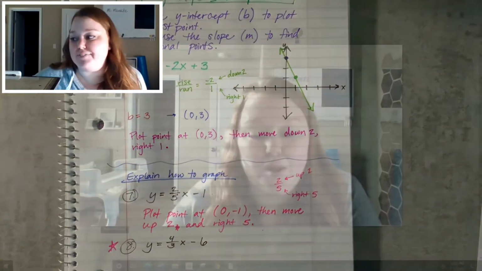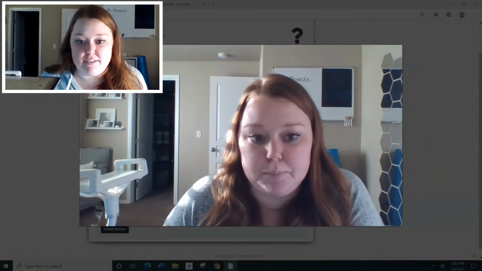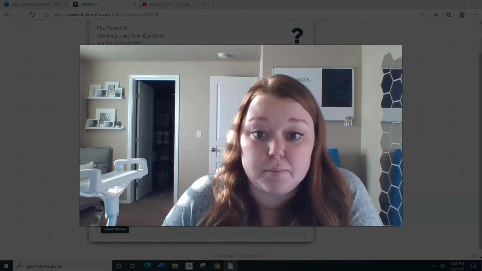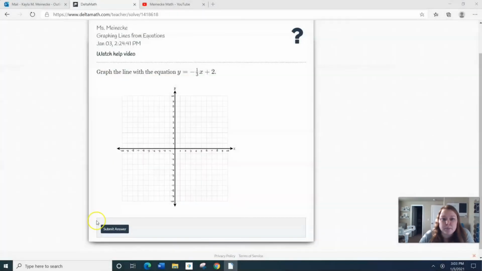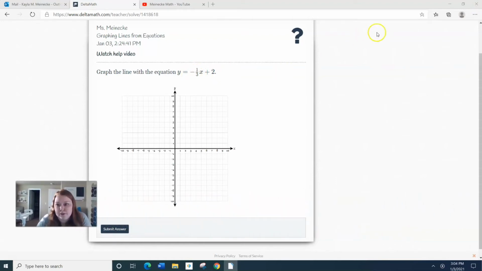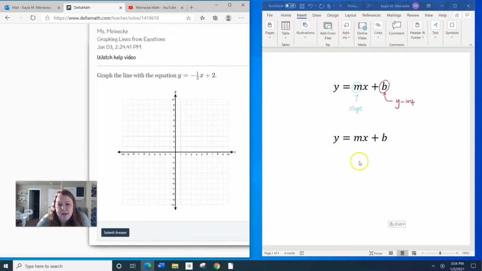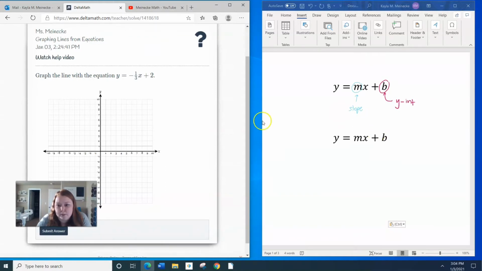Okay, so I have Delta Math pulled up here, which is exactly the assignment that you're going to be doing. Different equations, but same sort of thing. It's asking you to graph the line with the equation y equals -1/3 x plus 2. To start, I'm going to show you how to think about this, how to break it apart. So y equals mx plus b.